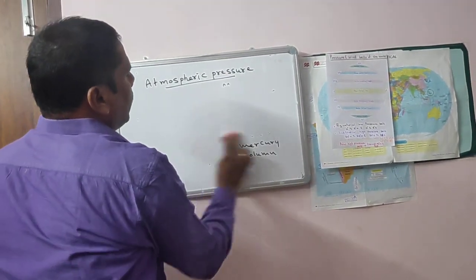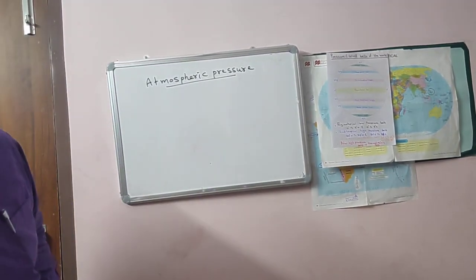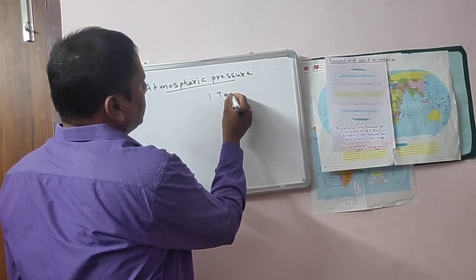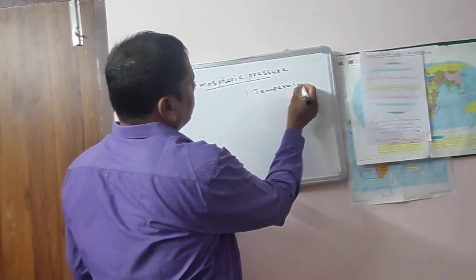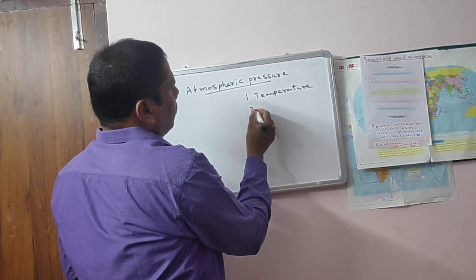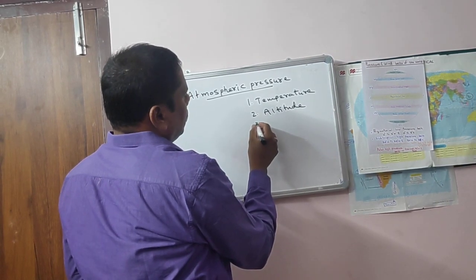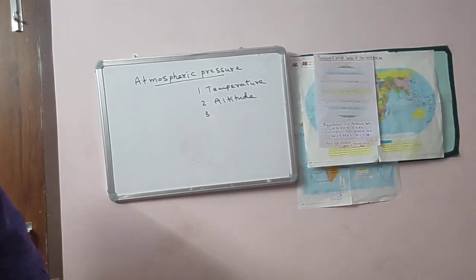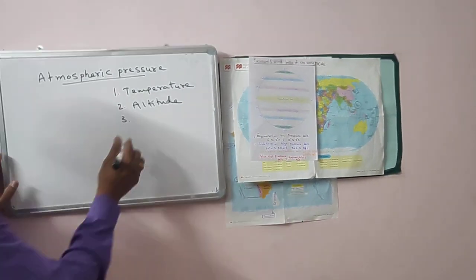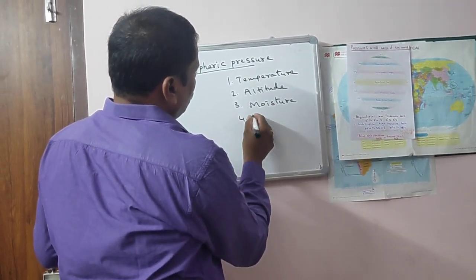Now coming to the factors which influence atmospheric pressure. There are four important factors which actually affect the atmospheric pressure. The first important one is temperature. The second one is altitude. The third important one is moisture, and the fourth is the rotation of the earth.